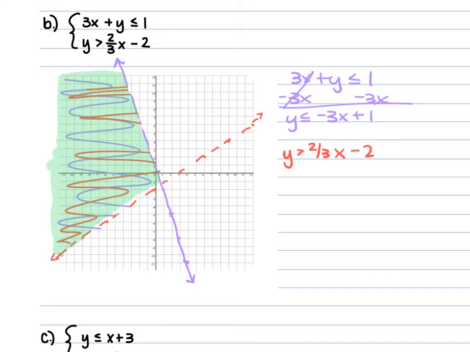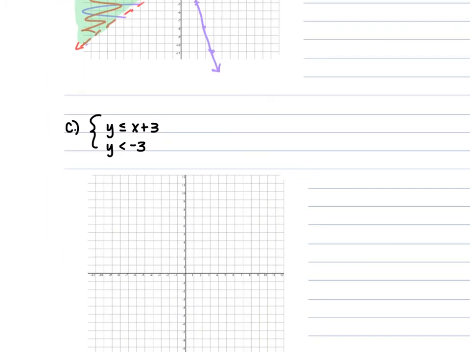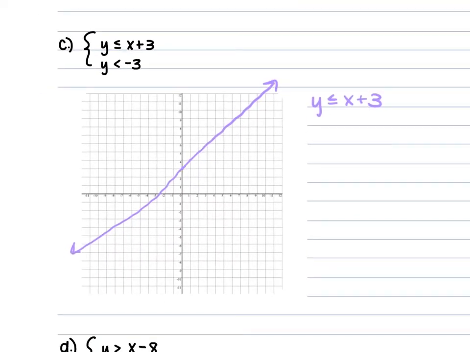And then we're done. For C, we have y is less than or equal to x plus 3. So we're going to go to 3 on the y-axis, then go up 1 to the right 1. And then we would shade underneath that. That line is really bad.